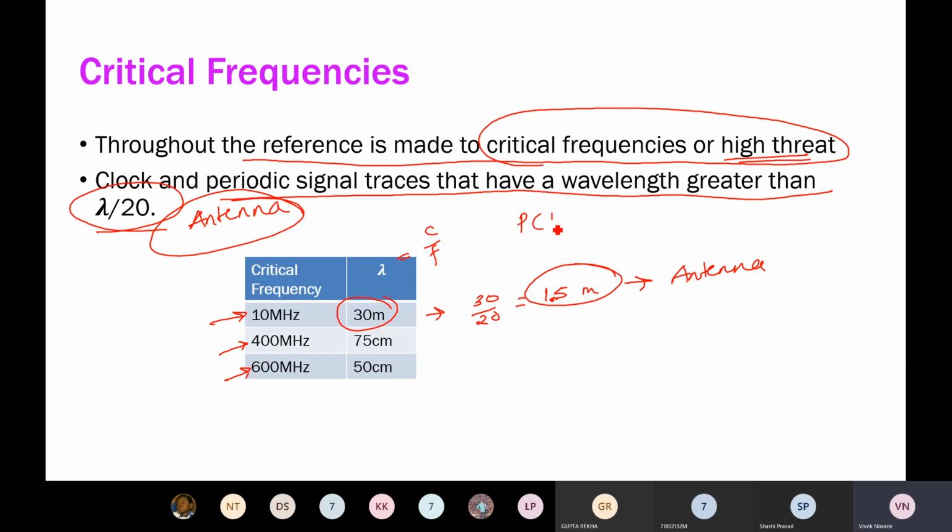Okay, we are talking about the PCB. At 400 megahertz, your lambda is 75 centimeter, or I can say 0.75 meter, divided by 20. Okay, I cannot have the track width and length more than 3 millimeter. Okay, this becomes crucial. So still, if we think about the 400 megahertz, we definitely have track lengths more than, I will say, 5 centimeter.